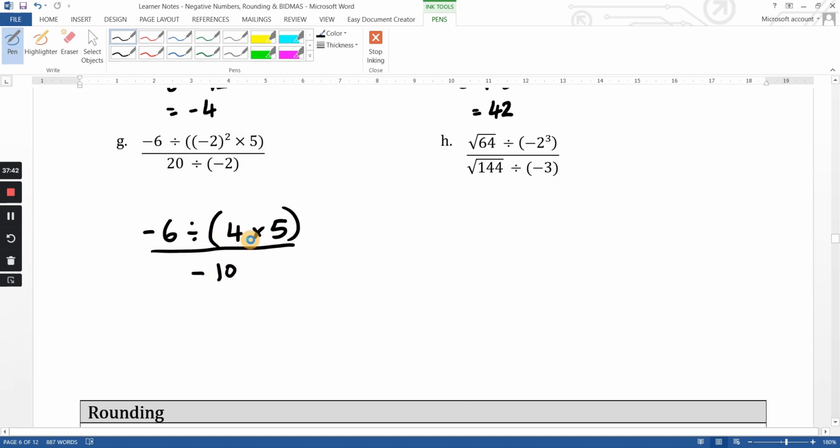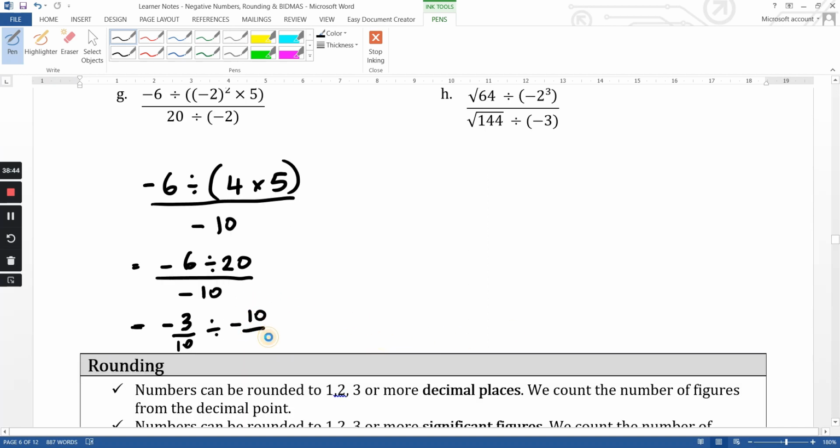Let's do this bit here, so I've got minus 6 divided by 20 over minus 10. Minus 6 divided by 20 is minus 3/10. How am I going to write this? Okay, I'll tell you what, let's write it like this: minus 3 over 10 divided by minus 10. Okay, let's do it as 2 fractions. Because it's non-calculator, I'm going to show you guys the fraction rules later on.